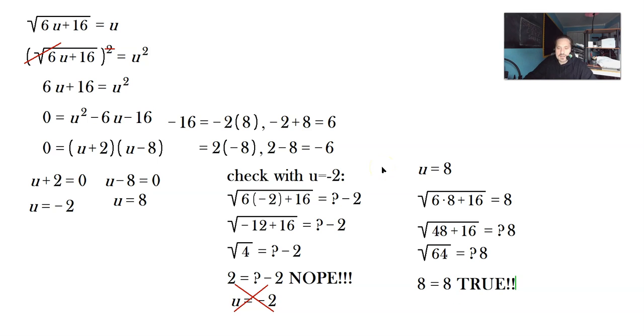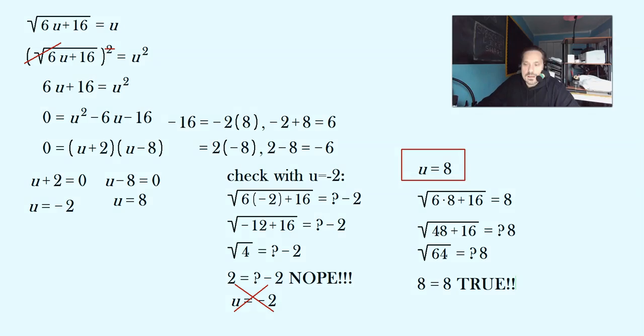So that means that u equals 8 is the only acceptable solution, this one right here. The u equals -2 has to be discarded. It doesn't work. It doesn't make the left and right sides of the original equation true. That is it.